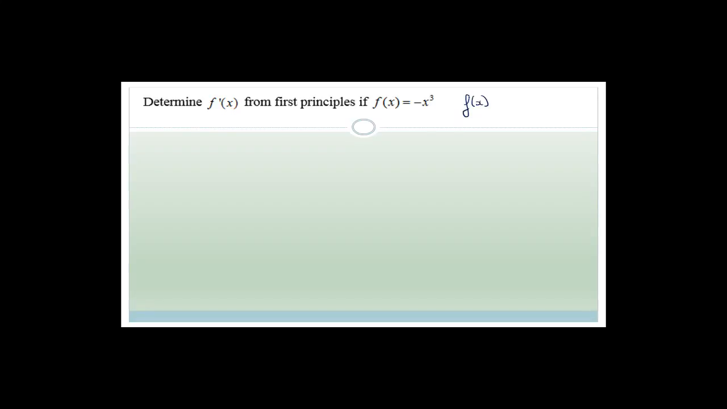It's f dash of x is the limit as h tends to naught of f of x plus h minus f of x all over h. Okay, that's the first thing. Secondly, what I would suggest you do is we know what f of x is. Let's make our lives a little bit easier by writing out what f of x plus h is before we start writing this out. So f of x plus h is equal to minus x plus h all cubed.